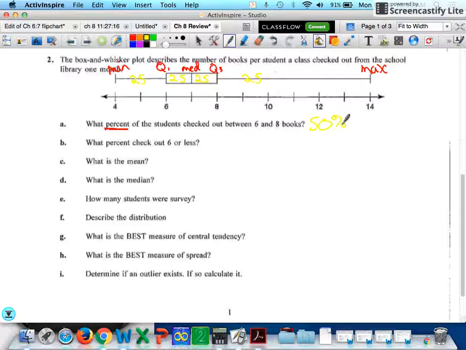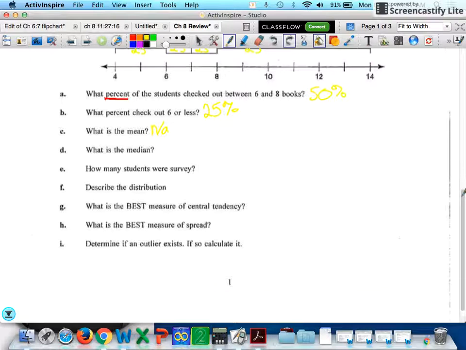Similarly for B, what percent check out 6 or less? Well, here's 6. 6 or less is going to be anything down in that lower quadrant, which is 25%. C is our first good example of a question you can't answer, but a lot of people are going to. It says, what is the mean? Well, in a box and whisker plot, we don't use the mean, and we can't find it. Nowhere up there did I label anything as the mean because the mean is not part of our 5-number summary.